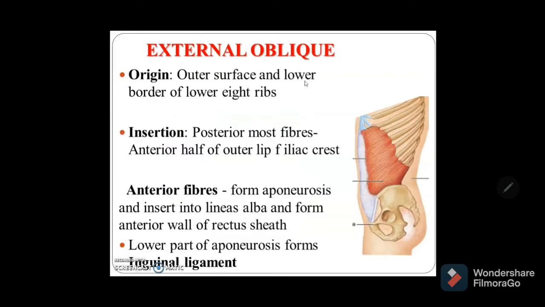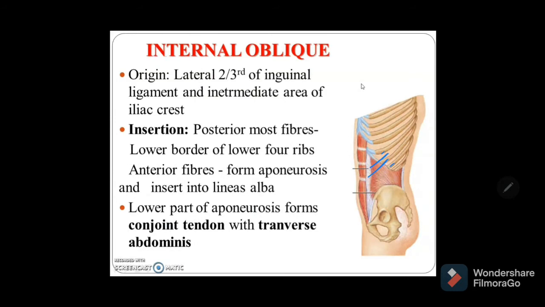Coming to the external oblique, it is the outermost muscle. It takes origin from the outer surface and lower border of the lower 8 ribs. The upper 4 digitations correspond with the lower 4 digitations of the serratus anterior. It inserts into the outer lip of the iliac crest. The anteriormost fibers form the aponeurosis, whereas the lower fibers reflect to form the inguinal ligament, also known as Poupart's ligament, extending between the anterior superior iliac spine and the pubic tubercle. The fibers are directed downwards, forwards and medially.